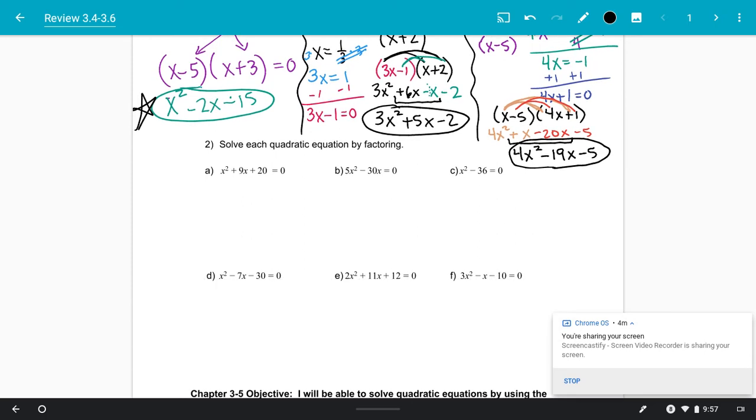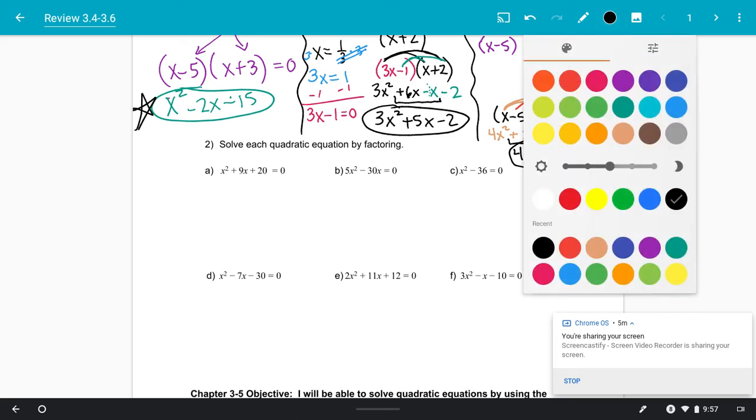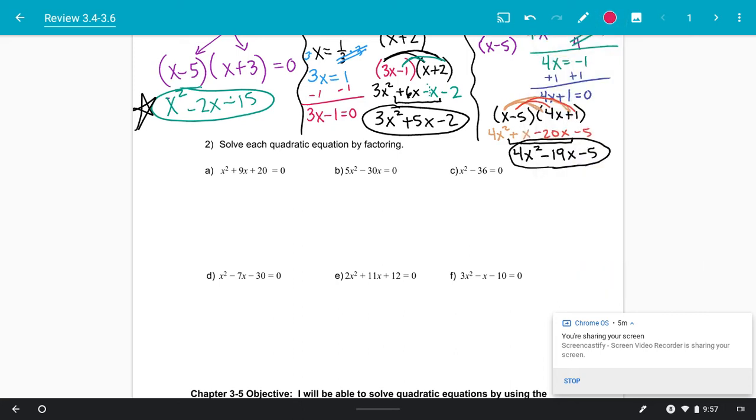Okay, so then number 2 says solve each quadratic equation by factoring. So there's going to be some different ways that you guys could do these. But I mean, it's all factoring, but there's little shortcuts that you might notice. So in this first one, part A, there's 3 terms. This coefficient here is 1.